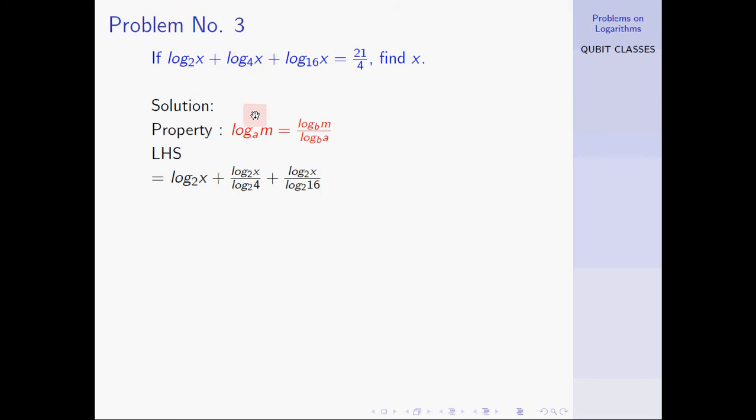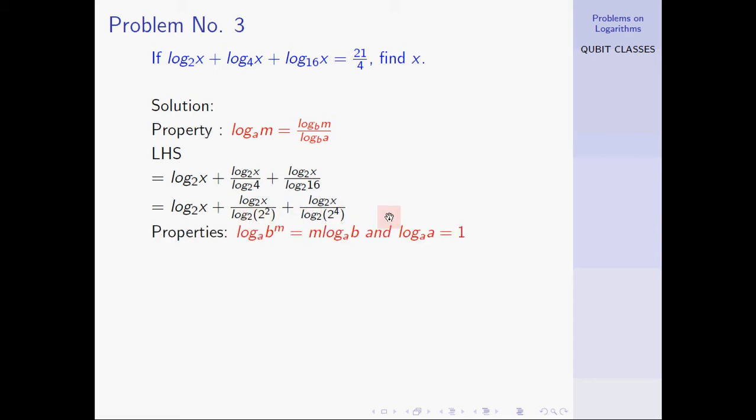So log of x to the base 4 will now become log of x to the base 2 divided by log of 4 to the base 2, and the third term will become log of x to the base 2 divided by log of 16 to the base 2. Now 4 can be written as 2 raised to 2 and 16 can be written as 2 raised to 4. Now the denominators of these two terms will be further simplified, and for the simplification we will need two properties. The first one is log of b raised to m to the base a is equal to m into log of b to the base a, and log of a to the base a is equal to 1.